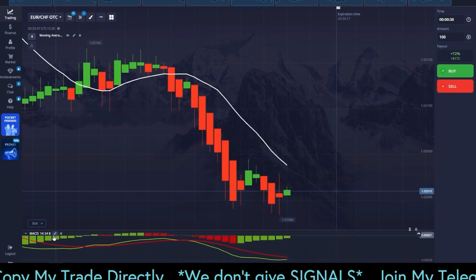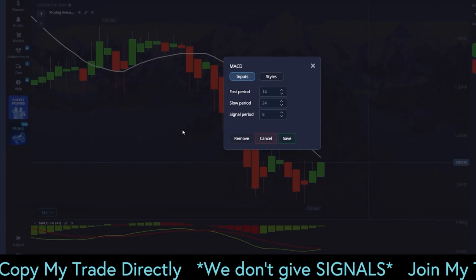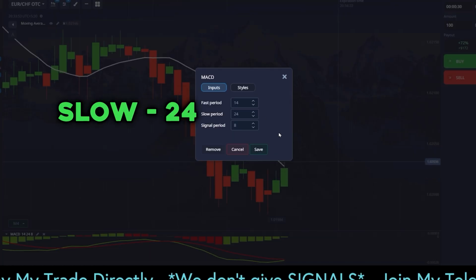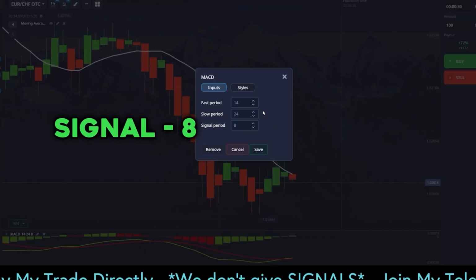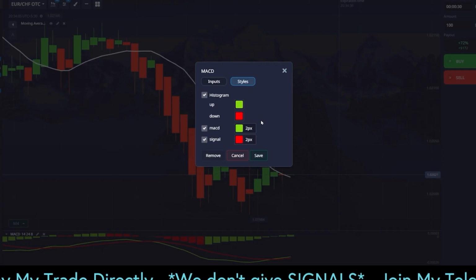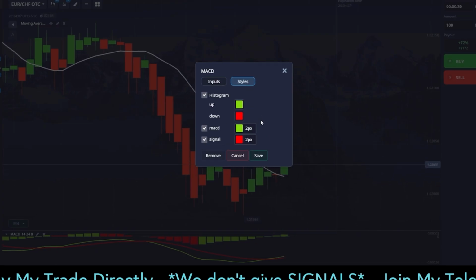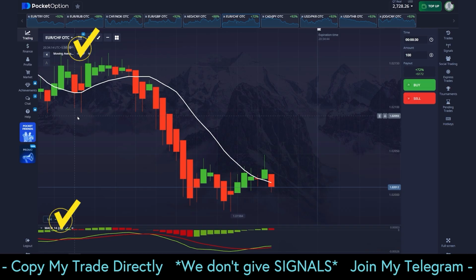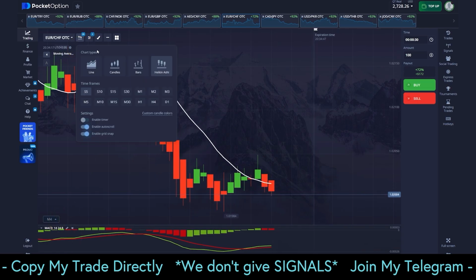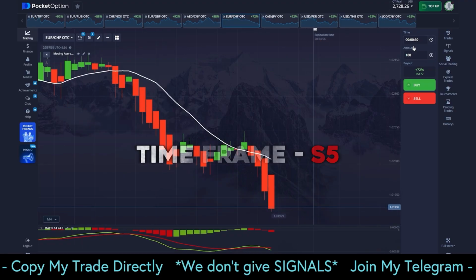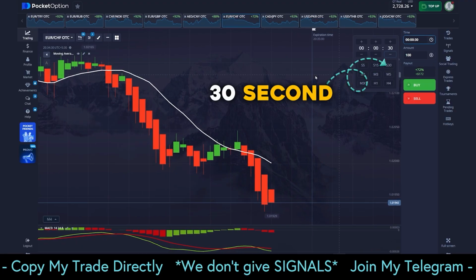After this, friends, I would like to show you MACD. Here you copy all these periods. Fast period is 14, slow period is 24, signal period is 8. After going to styles, I would like to show you. Here I have made the thickness of MACD line and signal line 2 pixels. With this, I have to save it. I have shown you the settings of both the indicators. After that, you have to change the chart type to Heikin Ashi. Keep the time frame as S5 and the duration for placing the trade as 30 seconds.